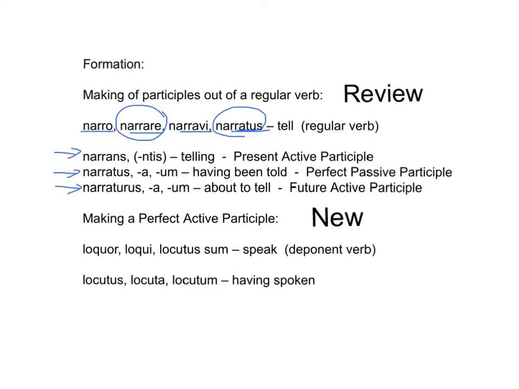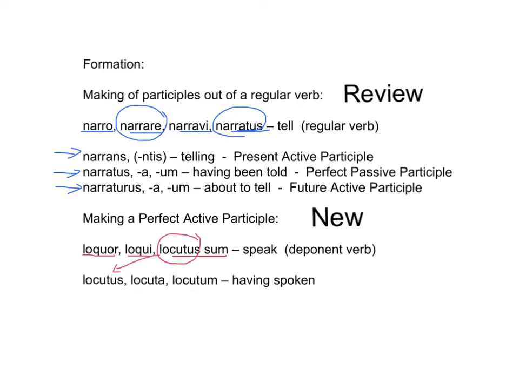Perfect active participles also come from verbs, except they come from a verb that only has 3 principal parts. These verbs are called deponent verbs. In order to make a perfect active participle, you need to have a deponent verb. Deponent verbs only have passive forms and they have active meaning. To make the perfect active participle out of a deponent verb, you have to go to the third principal part and simply take the first word of it.